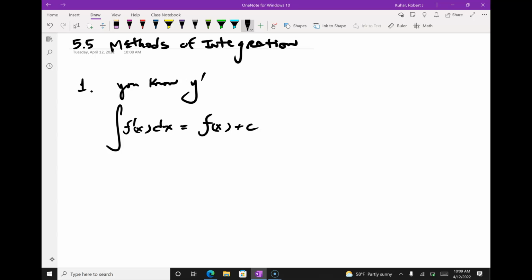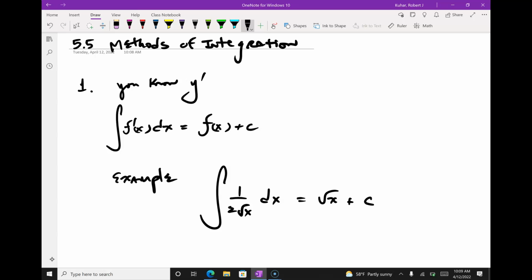So for example, the integral of 1 over 2 square roots of x dx. I know what I took the derivative of here: the square root of x. Plus c is okay with everybody? Everybody understands plus c, the constant of integration?